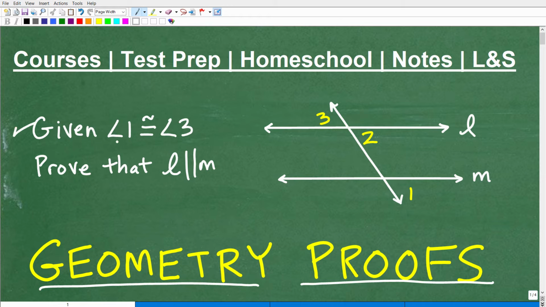So given that angle 1 is congruent to angle 3, and I'm talking about what's going on in this figure right here, we want to prove that line L is parallel to line M. Now, these two lines appear to be parallel, but we can't write this down and say, well, line L looks to be parallel to line M, therefore L and M are parallel. Of course, we're going to need an actual concrete justification, some proof.